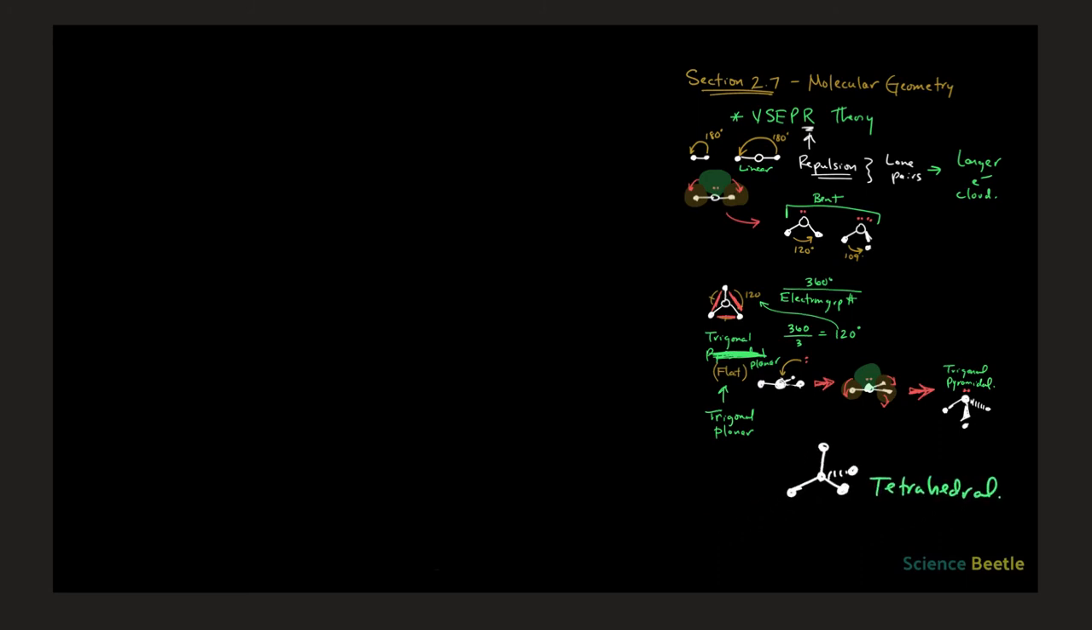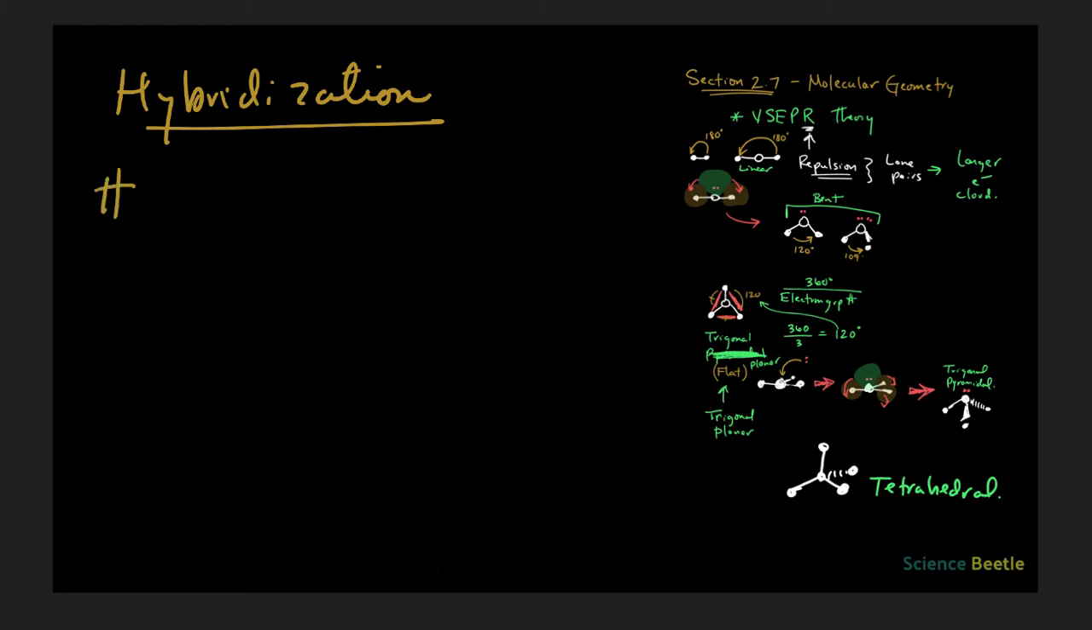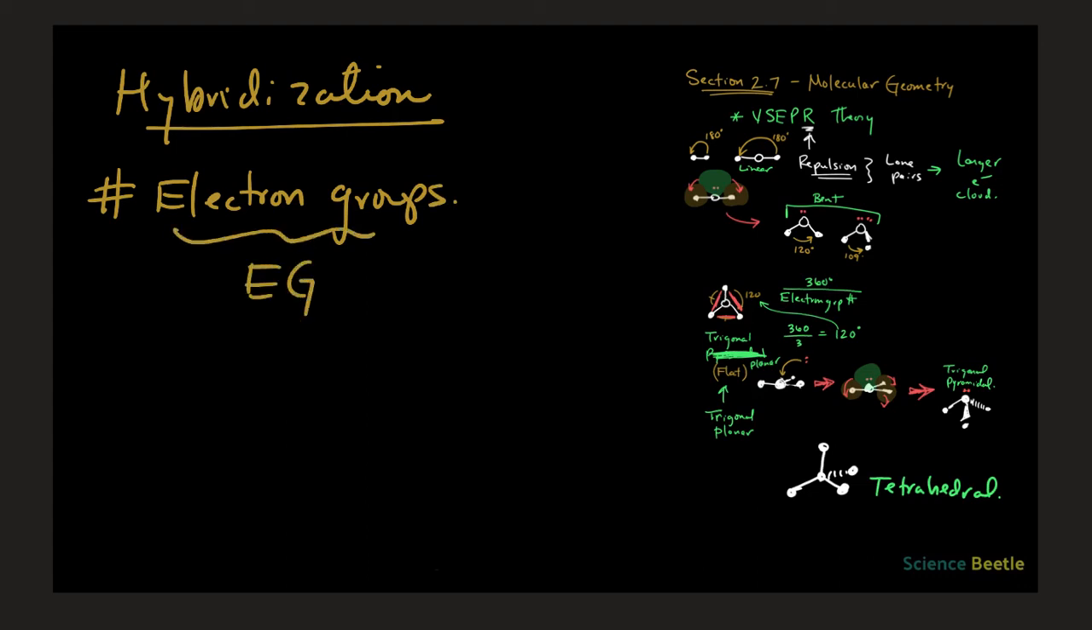And so the last section here that we'll deal with is going to be hybridization. In the hybridization section, the main thing that we want to know is what kind of shape we are going to have. And this largely is tied to the number of electron groups. The number of electron groups here, which I'll refer to as EG, is going to dictate some of the things that happen.